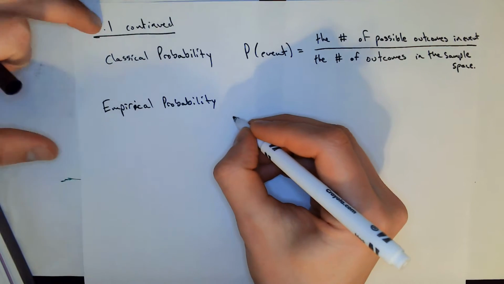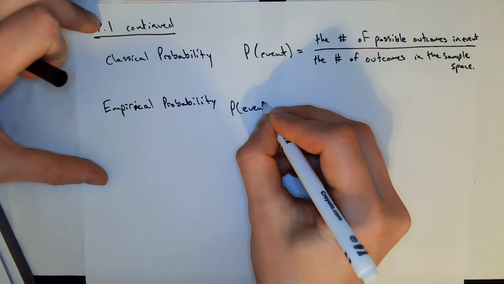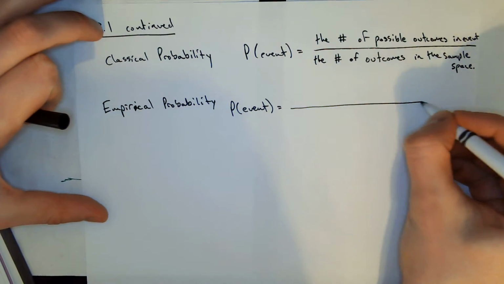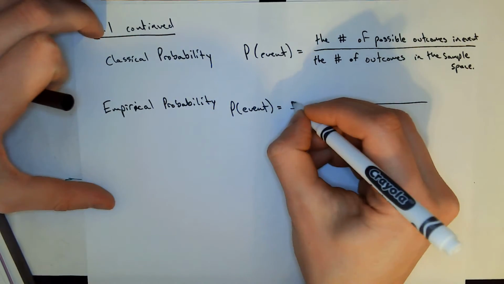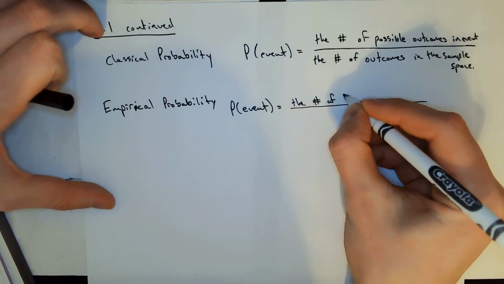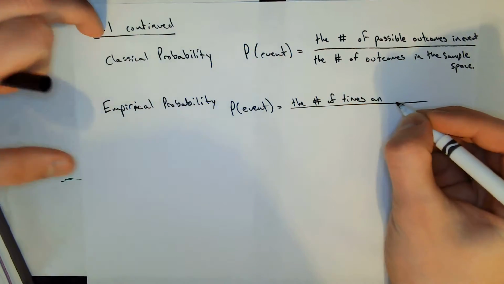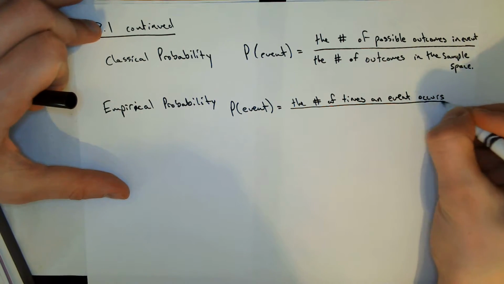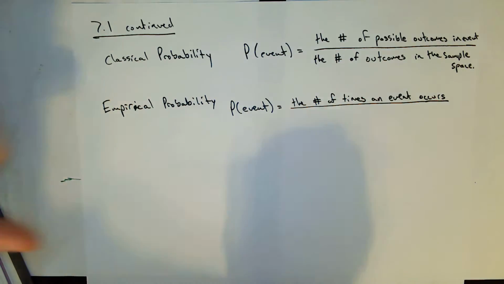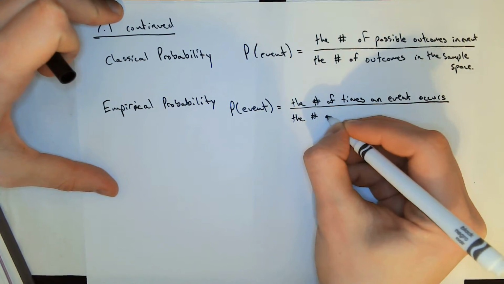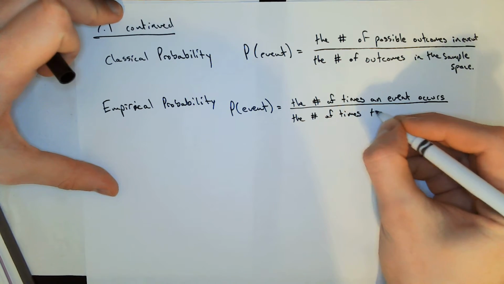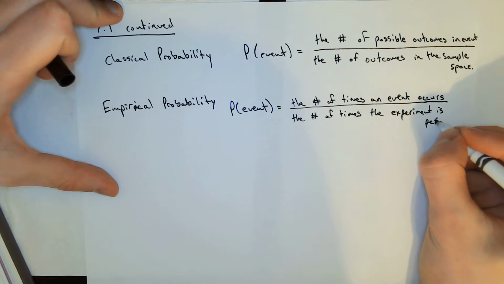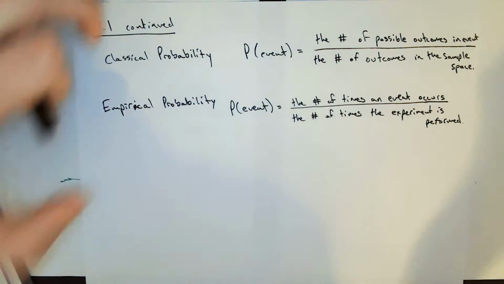Empirical probability is going to be, it's almost like more experiment based. The number of times an event occurs, or the event, whatever event you're experimenting with, over the number of times the experiment is performed. Okay.